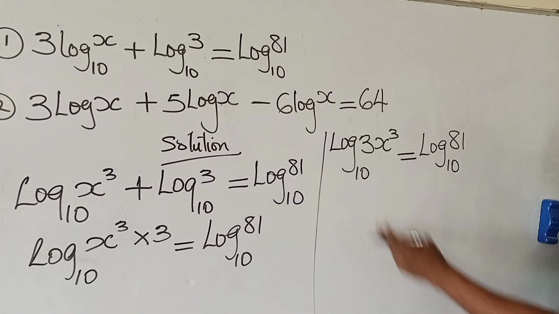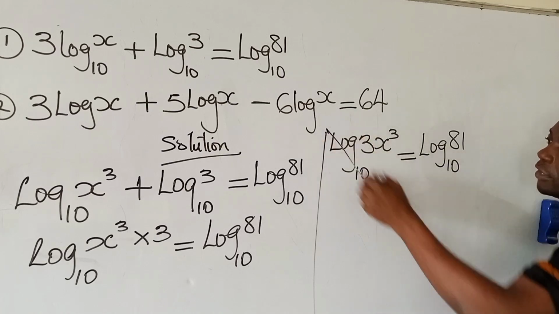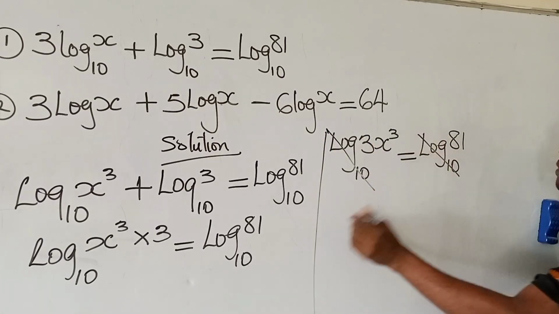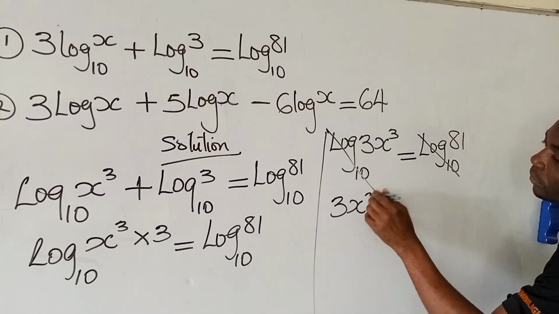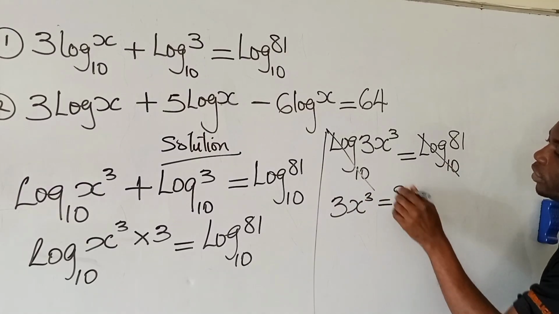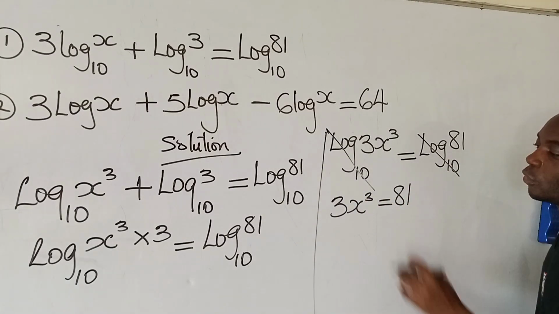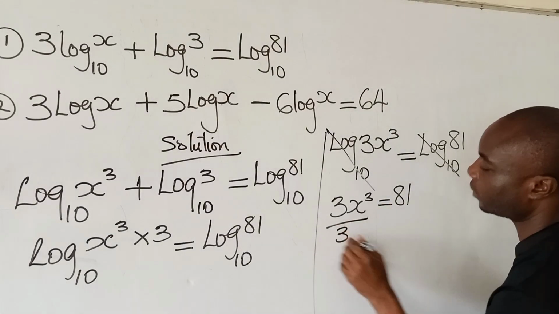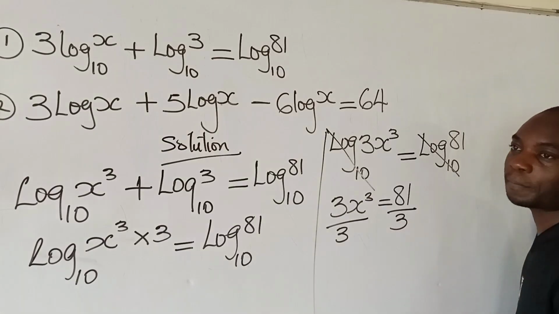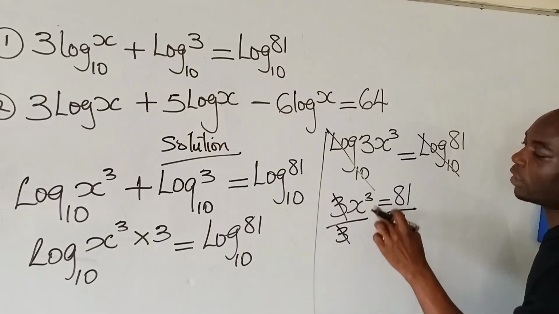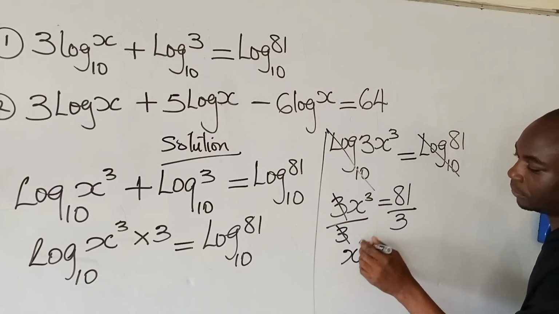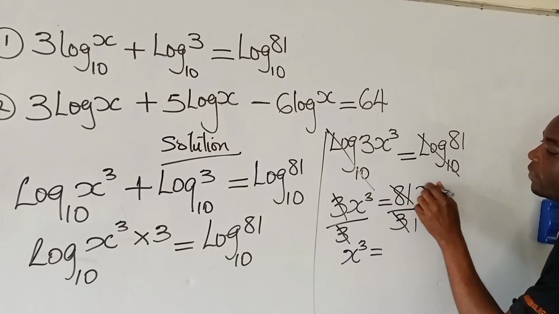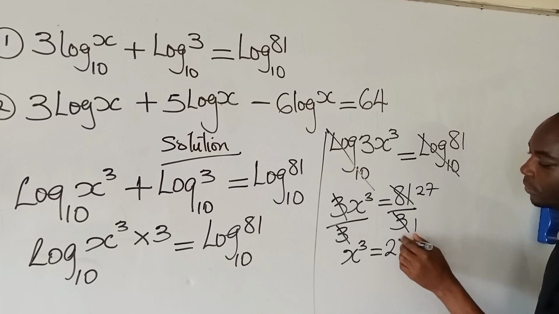So now that we have log base 10 and log base 10, they can cancel out. So we'll now deal with 3x raised to the power 3, and that's equal to 81. So we'll divide both sides by the coefficient of x raised to the power 3, which is 3. So 3 cancels 3, we're left with x raised to the power 3, and that's equal to 81 divided by 3, we have 27.